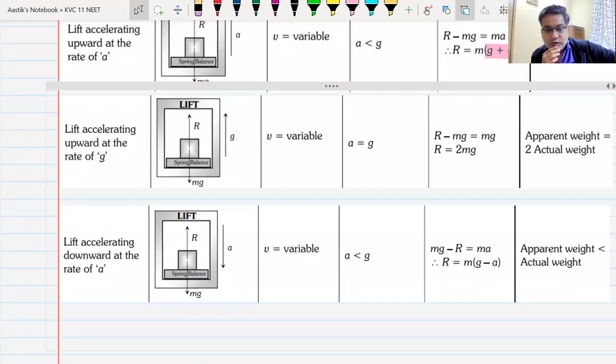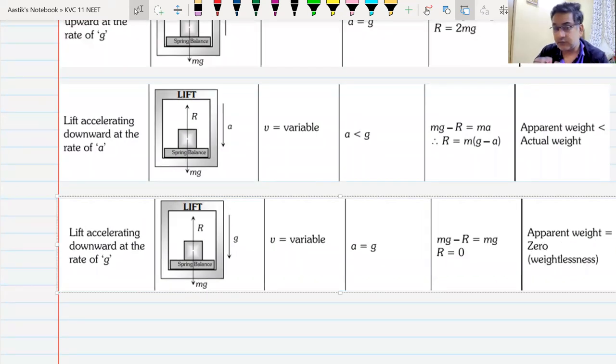Then comes the next case. It is moving down with an acceleration a. We replace g by g minus a. So apparent weight will be less than the actual weight. Do we understand this? Yes or no? Yes, sir. Completed, sir. Next one.